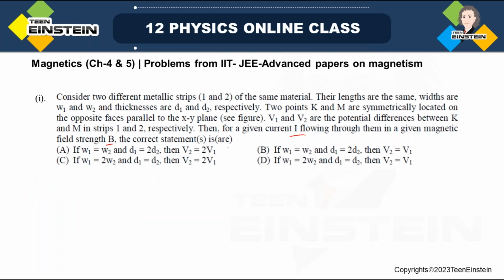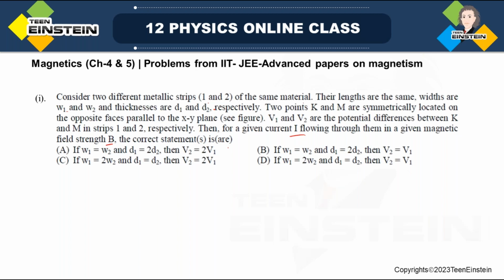So what is the question? The question is that there are two different metallic strips, 1 and 2, of the same material. Their lengths are the same, but width and thickness are not the same, they are different. Two points K and M are symmetrically located on the opposite faces parallel to the xy plane.